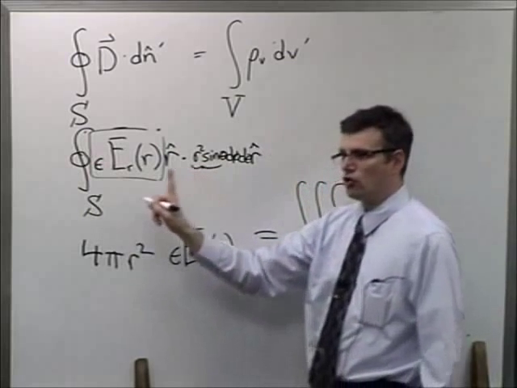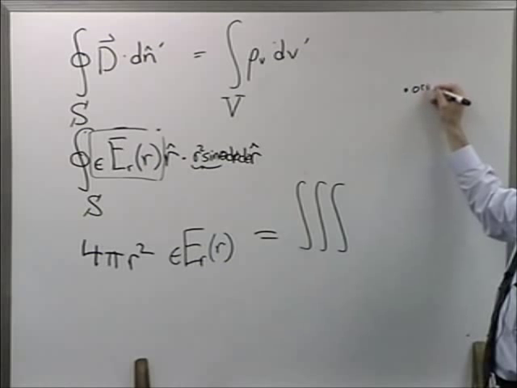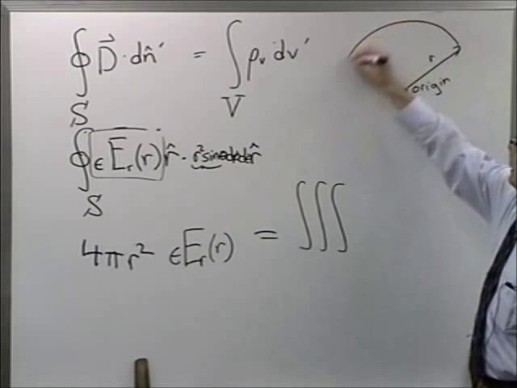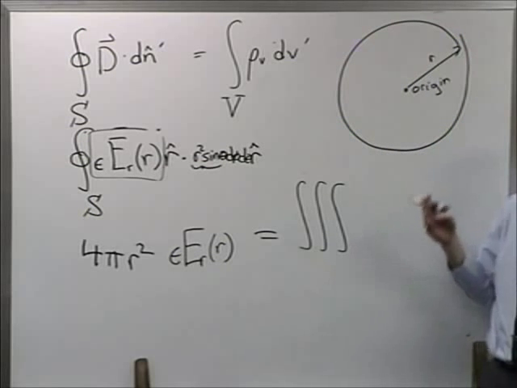It's an enclosing surface. So if I had the origin here, I'm going to go out to a distance r, and of course I'm doing this on a two-dimensional paper. I wish I could draw in three dimensions.